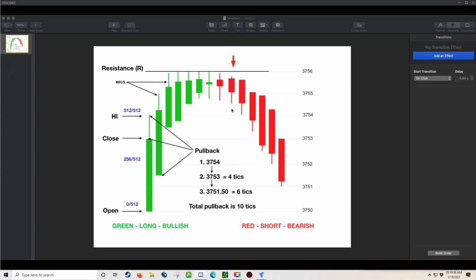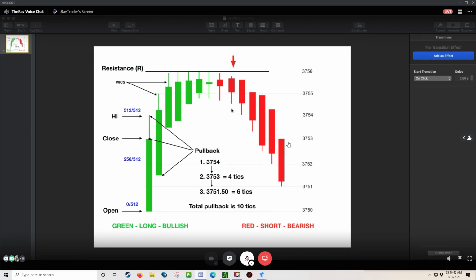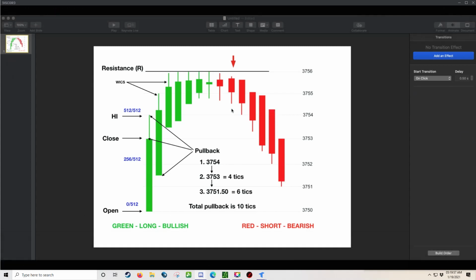Everybody understand that? And this goes the same for the red side, except it's just reversed. The open is on the top side of the red candle. The pullback is going to be from the red wick to the next open. So on this pullback, 10 ticks, you don't want to have a 6 tick stop.